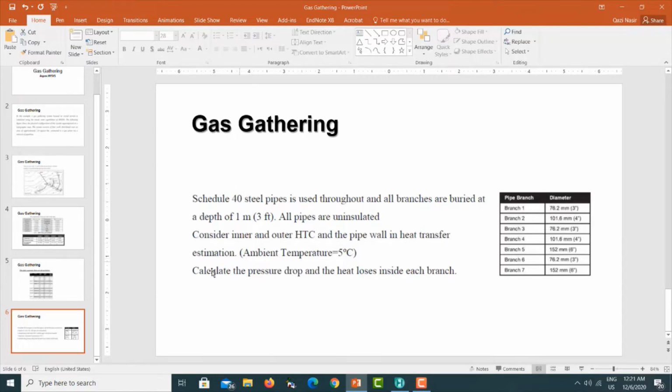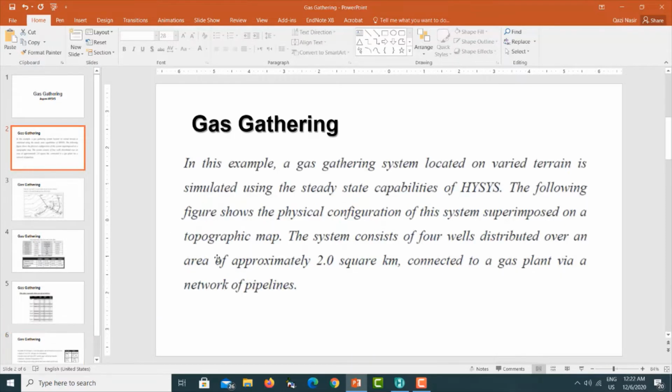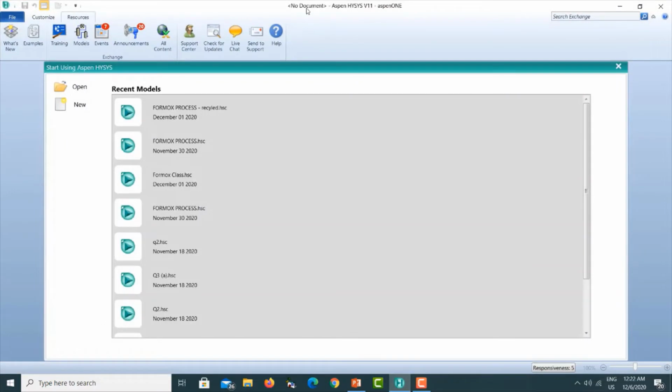What we need to find out is the pressure drop and the heat loss inside each branch. This is what we need to find out. I hope you understand the question. Let's jump into Aspen HYSYS, and we will start with a new simulation.